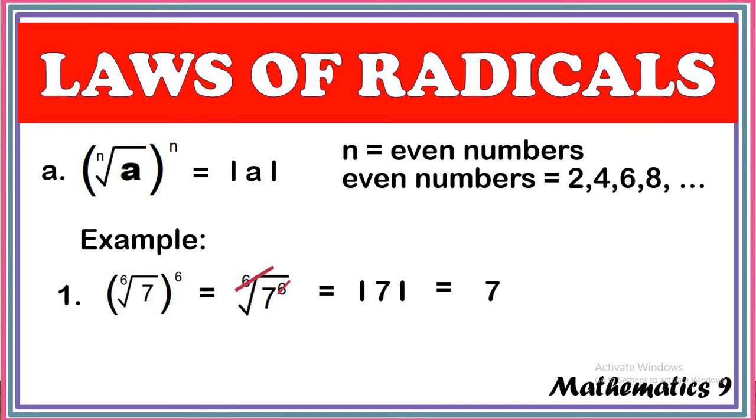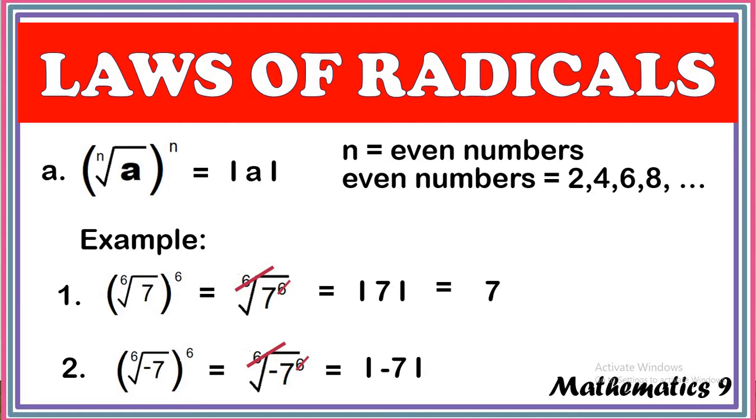Next, number 2 is the quantity 6th root of negative 7 raised to the power of 6, or you can simply write it as the 6th root of negative 7 to the power of 6. Since our index and exponent are the same, you can cancel it. Your answer is the absolute value of 7, so the final answer is positive 7. That is the difference when your index is an odd number and when your index is an even number.